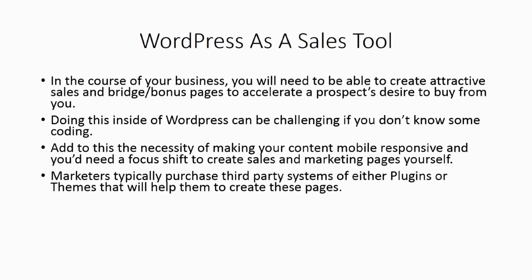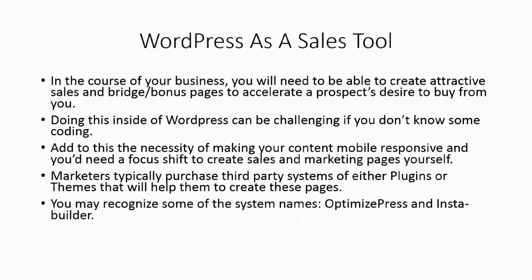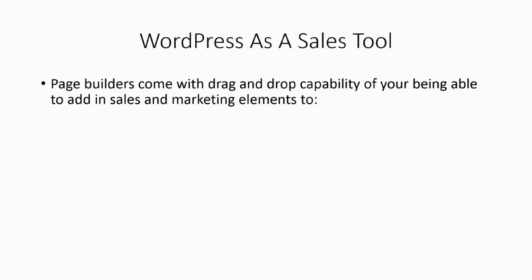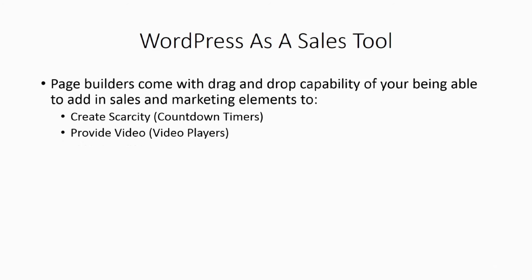Now marketers typically purchase third-party systems of either plugins or themes that will help them to create these pages. You may recognize some of the system names, such as OptimizePress and InstaBuilder. These systems and others like them allow you to use your WordPress website to host attractive marketing pages. Now, page builders typically come with a drag and drop capability of your being able to add in sales and marketing elements to create scarcity with things like countdown timers, to provide video with things like video players, to provide list building opportunities and different forms of opt-in pages and boxes.